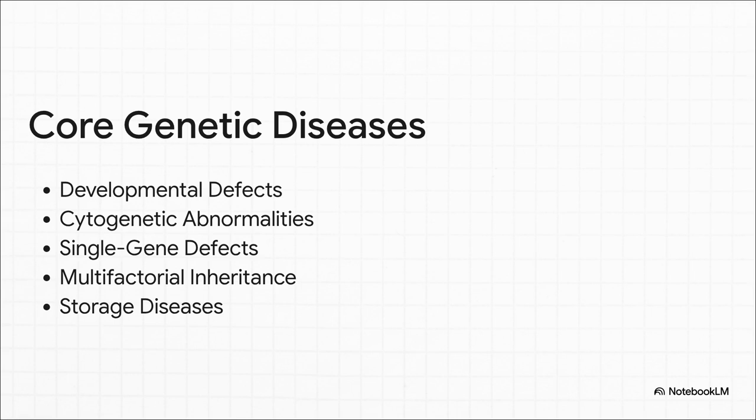Third, single gene defects. This is where just one tiny mutation causes the whole issue. Fourth is multifactorial inheritance, basically a really complex mix of genetics and environment. And finally, storage diseases, where cells essentially fail to clear out their own waste. By laying these out sequentially, the textbook is giving us a comprehensive, rapid-fire framework for diagnosis.